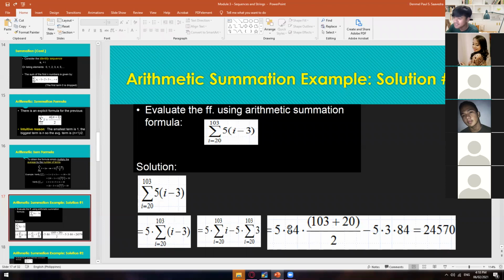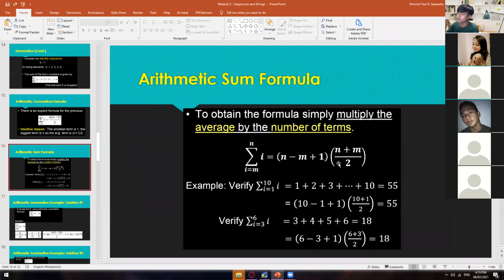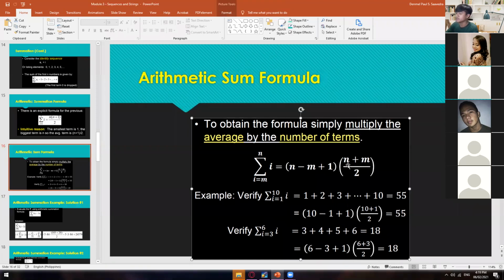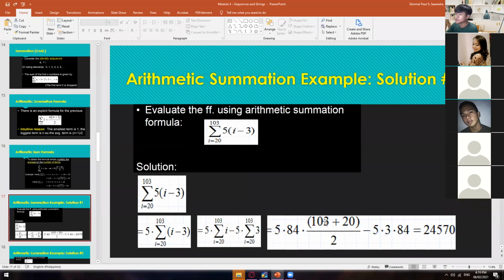So guys, we are now on this part. This is the 5 and then this is the 84. And then now we are in i. So what is this i? This one is actually the average, n plus m divided by 2. I'm sorry, n plus m divided by 2, not n minus m. So where did this i come from? This one, the range and then the average, n plus m divided by 2. Your n here is your upper limit, and m here is your lower limit, divided by 2. And then minus 5 times 3.